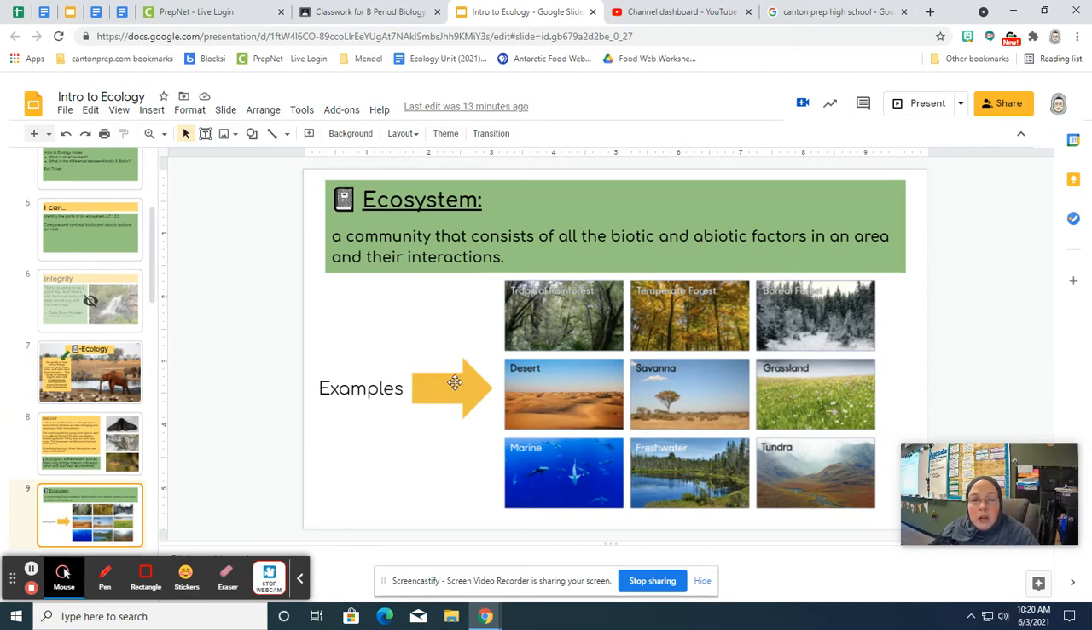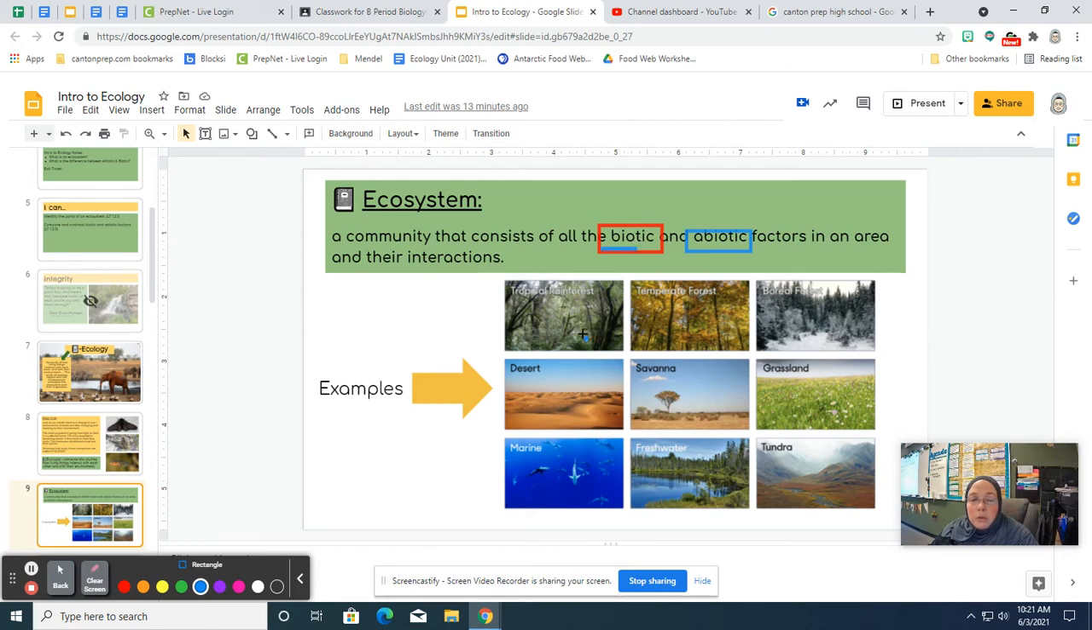When we talk about the word ecosystem, we're talking about a community that consists of biotic and abiotic factors in an area and their interactions. When we talk about the word biotic, we are talking about all the living things, all the living parts of an ecosystem. When we talk about abiotic, we're talking about all the non-living things in an ecosystem.